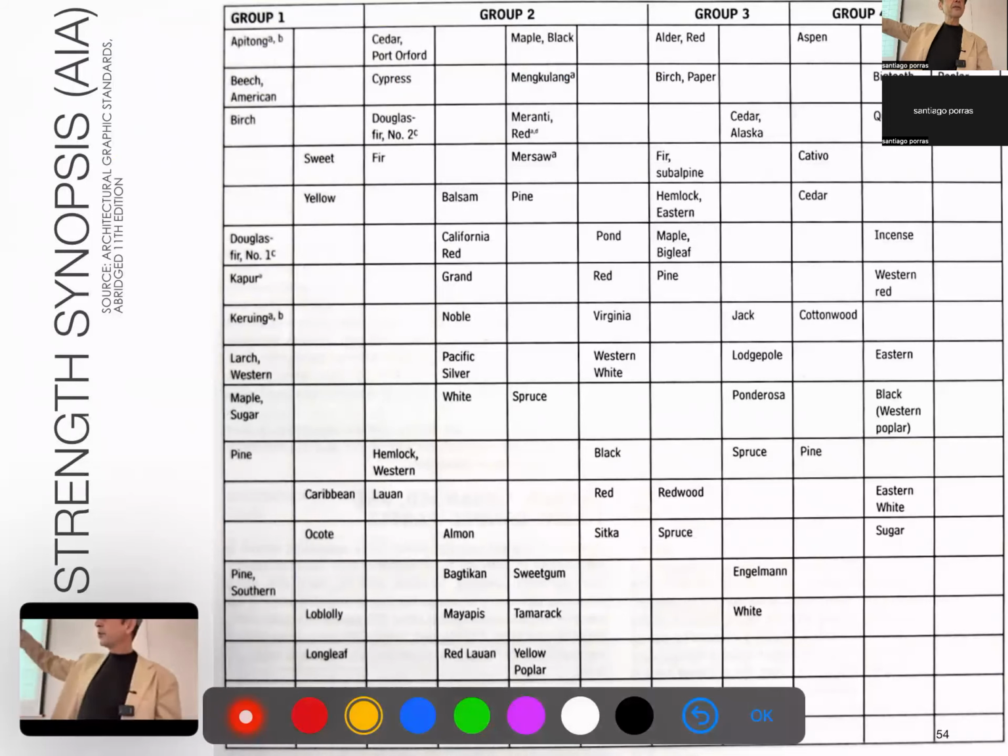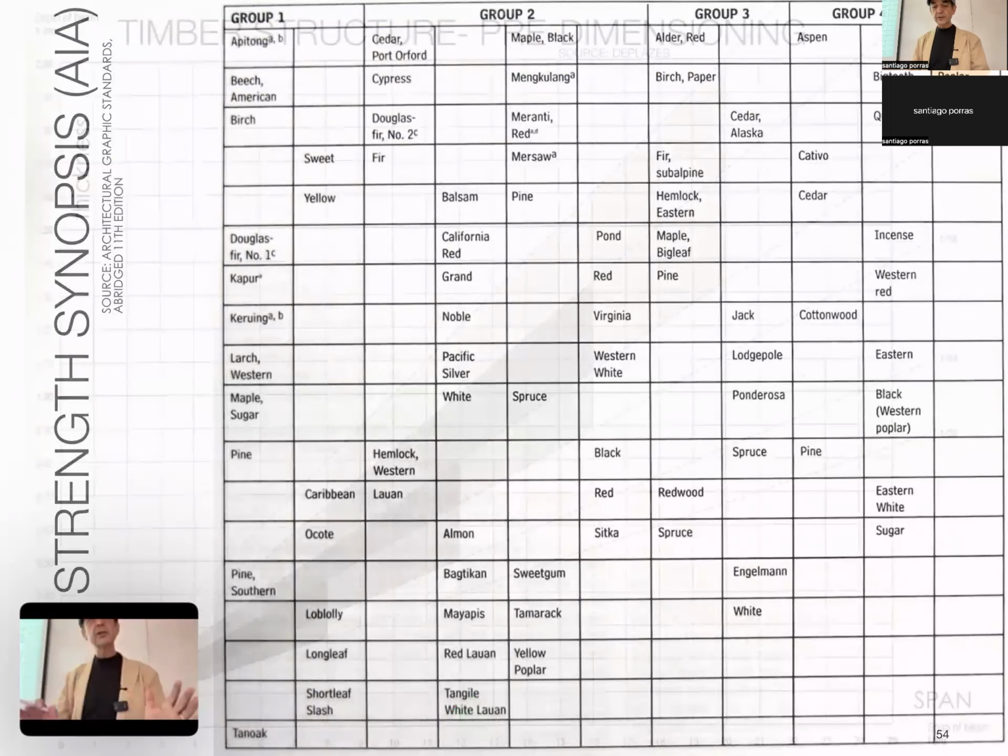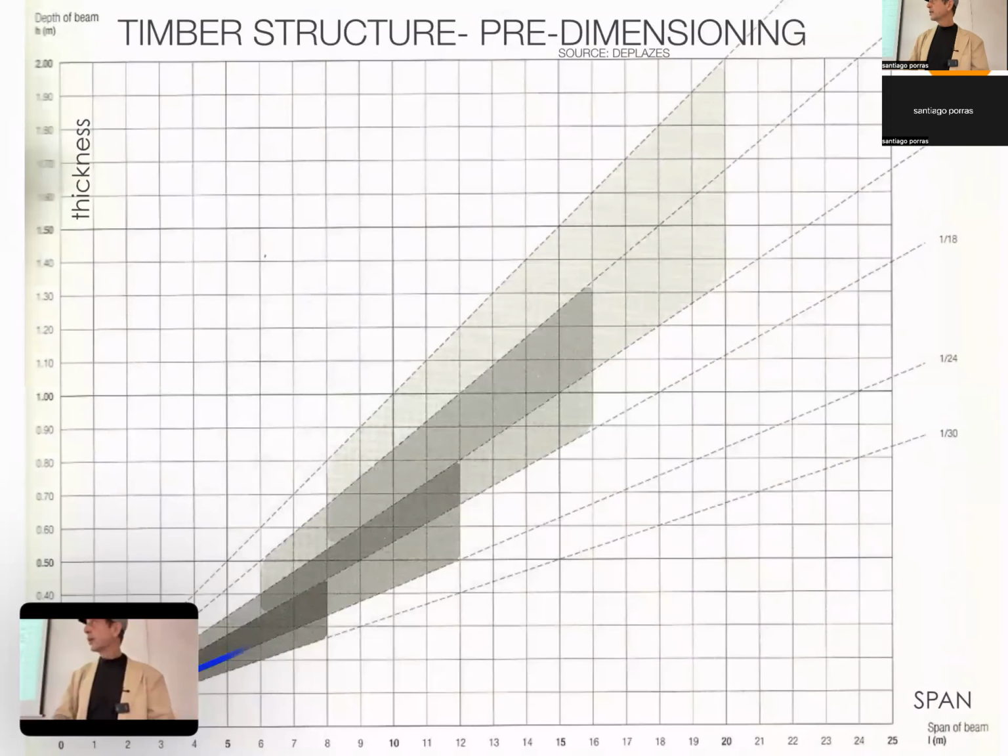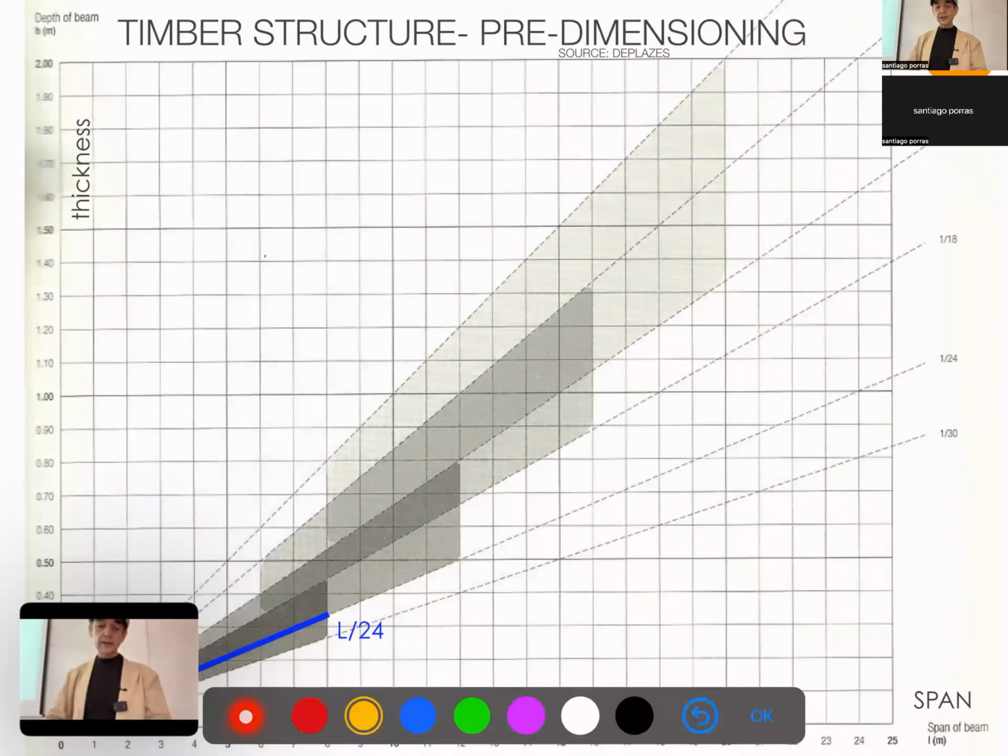Codes, I took just the example of the American code, but I'm sure Korean and Japanese codes have their own tables. They have the grades of the timbers by species, so you know which is adequate in terms of strength. And I will not explain this further. We can also mention the timber related to the span.